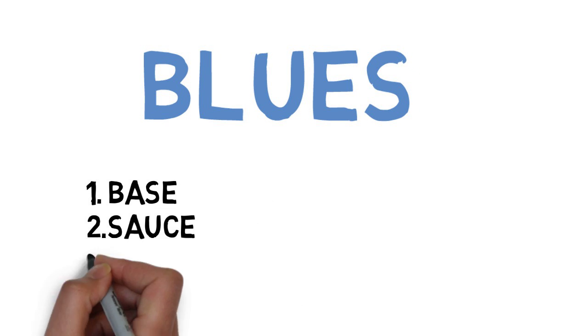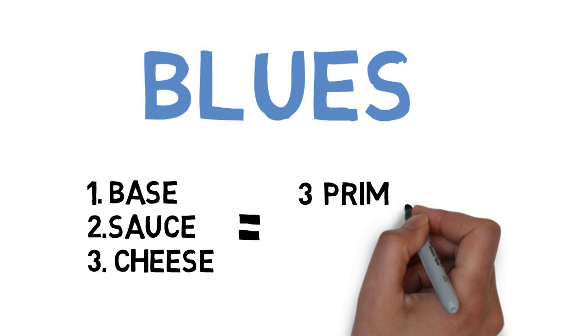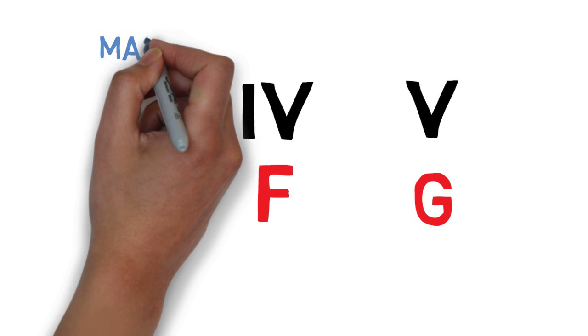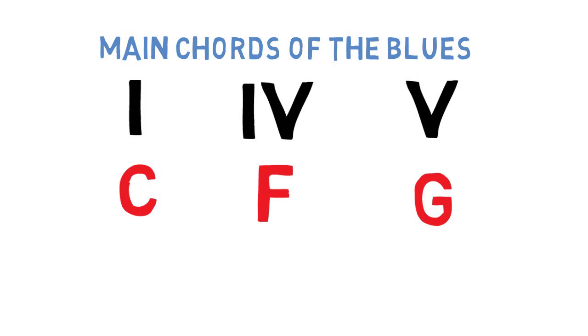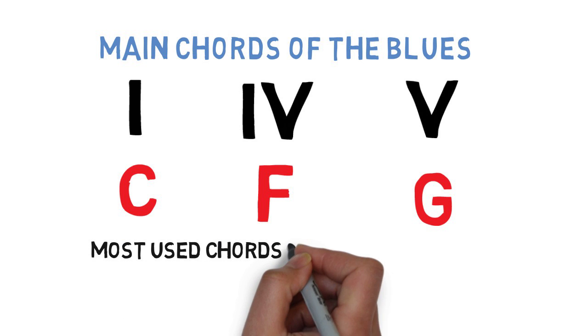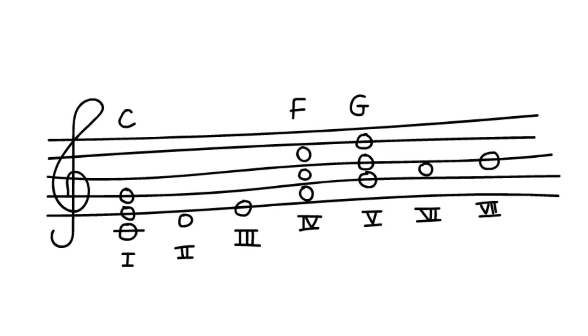Well, in the blues, these 3 basic things equate to the 3 vital chords that form the blues. Chords 1, 4, and 5. Okay, let's have a listen to those in C major. C, F, G. In fact, as well as being the main chords in the blues, these are also the most used chords in popular music. Here they are in the key of C. Chord 1 is constructed on the first note of the C major scale, chord 4 on the 4th, and chord 5 on the 5th.